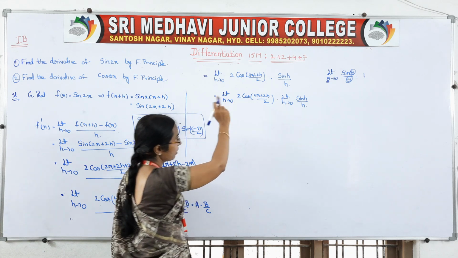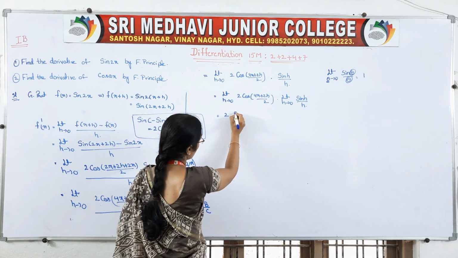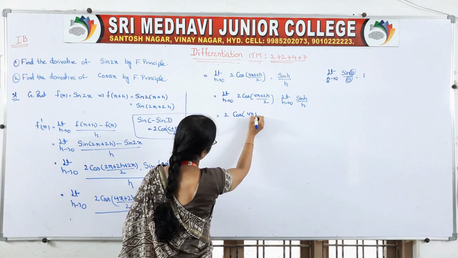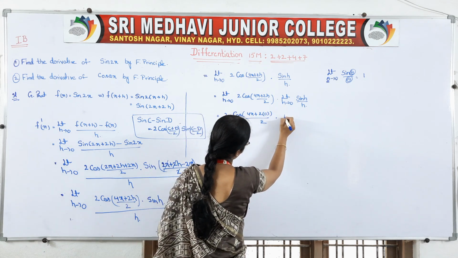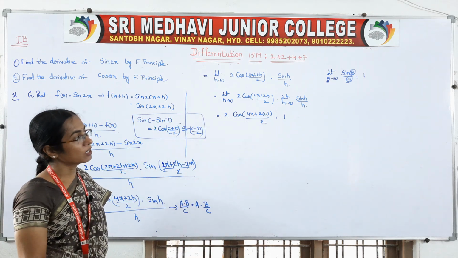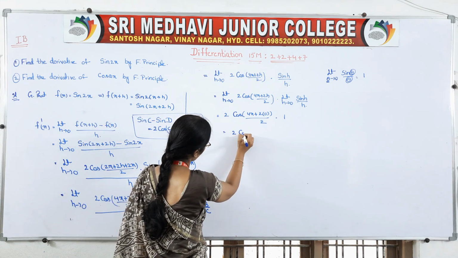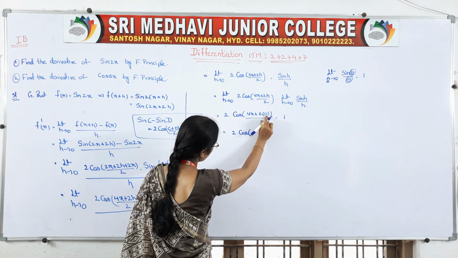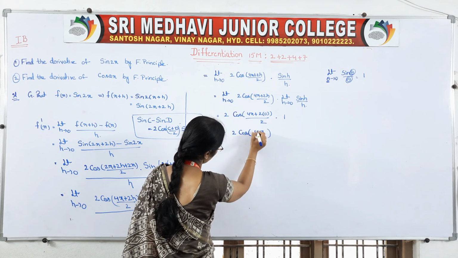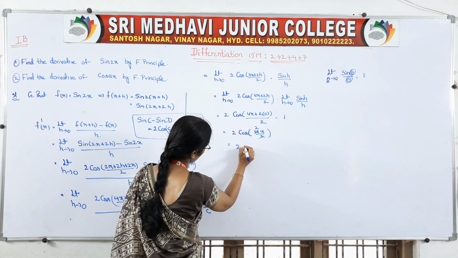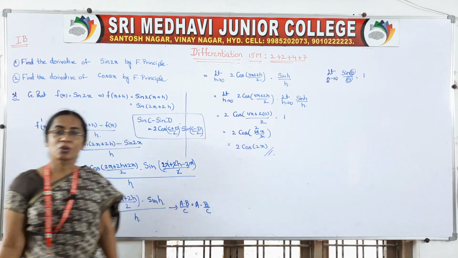What is the meaning? Wherever h is there, we have to substitute 0, that is called applying the limit. So cos of (4x plus 2 into 0) by 2, and this value is equal to 1, since limit h tends to 0 of sin h by h is equal to 1. So it is 2 cos of 4x plus 0, 4x only, by 2. The twos cancel, so it is 2 cos of 2x, the answer to your question.